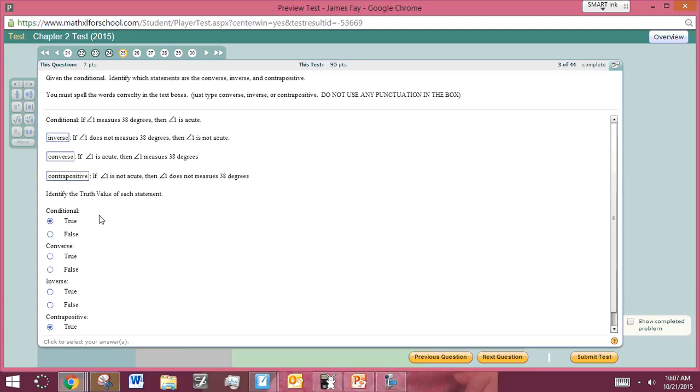Now they ask me, is the converse true? If angle 1 is acute, then angle 1 measures 38 degrees. So what they're saying there is that if I tell you that you have an acute angle, you know it to be 38 degrees. And that's false. You know it could be 45 degrees. Acute angles are anything less than 90 and greater than 0. So that's false. So then the inverse also has to be false.